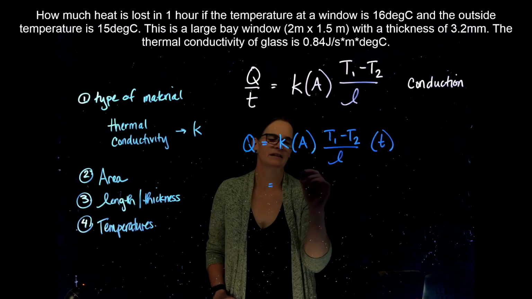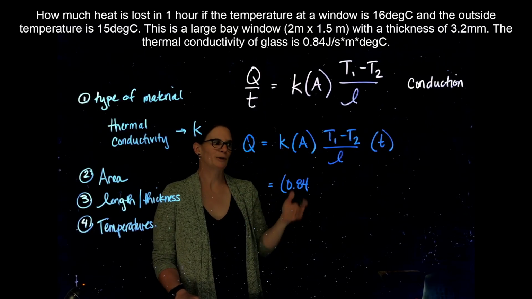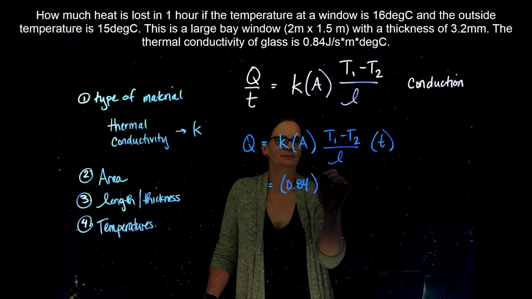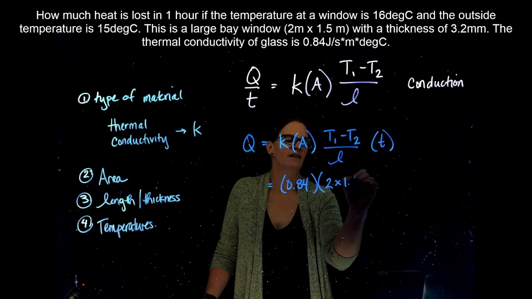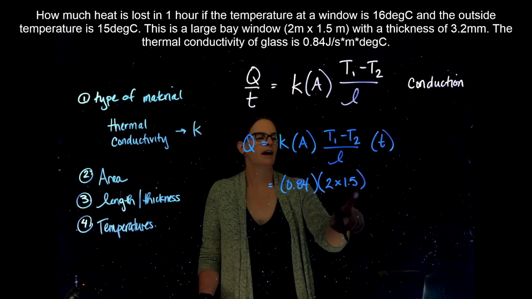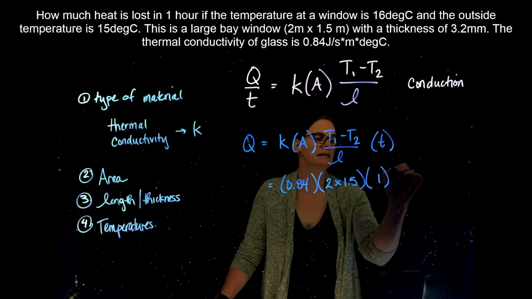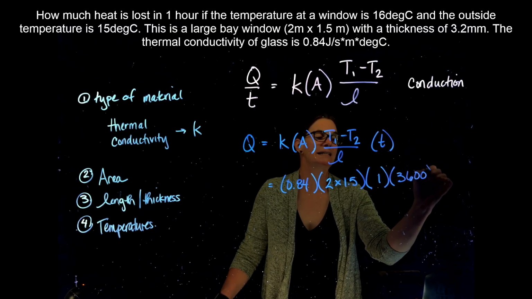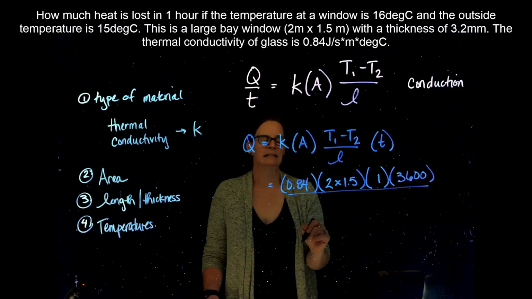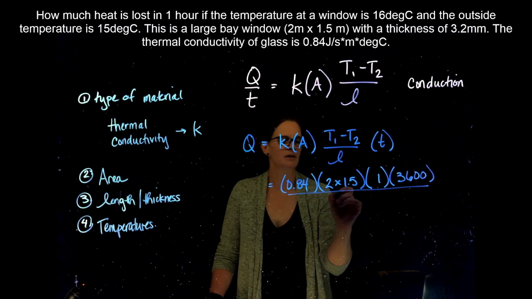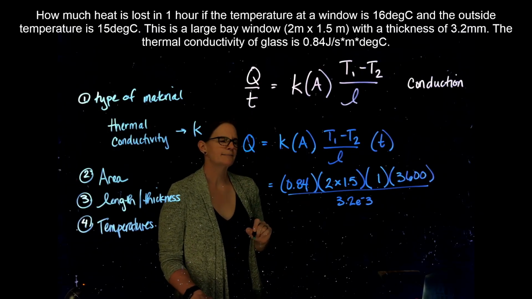The thermal conductivity of glass is 0.84 joules per second per meter per degree C. Times our area. Well, our area is 2 meters by 1.5 meters, so 2 times 1.5. Our temperature difference, 16 and 15, is 1 degree temperature difference. We're going to go for 3,600 seconds, right? So 1 hour is 3,600 seconds to be in our standard unit. And it is 3.2 millimeters, so 3.2 times 10 to the minus 3 meters. So just keeping in standard units.